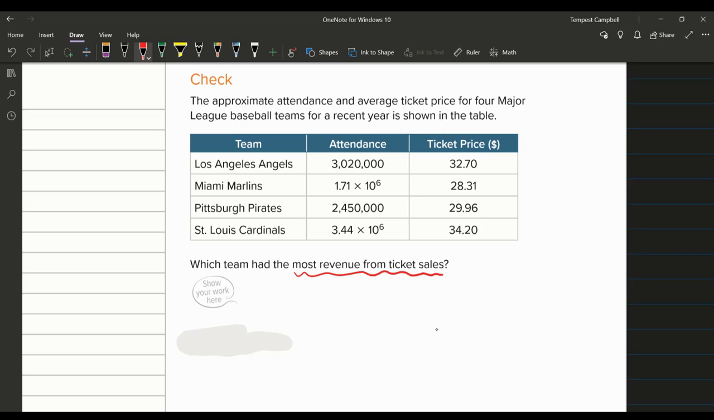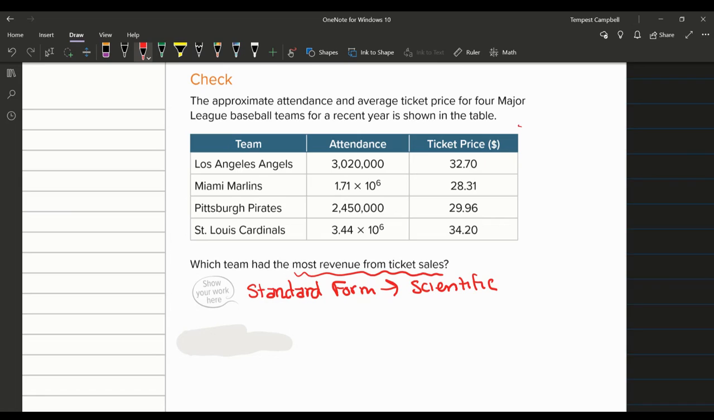Oh, but look at these numbers. Some of them are in scientific notation, some of them aren't. What do we think our first step should be? We're trying to figure out most revenue. Would it be easier to do it in scientific notation or standard form? I think it'd be easier to go from standard form into scientific notation. That might help us to compare and figure out which team had the most revenue from ticket sales.